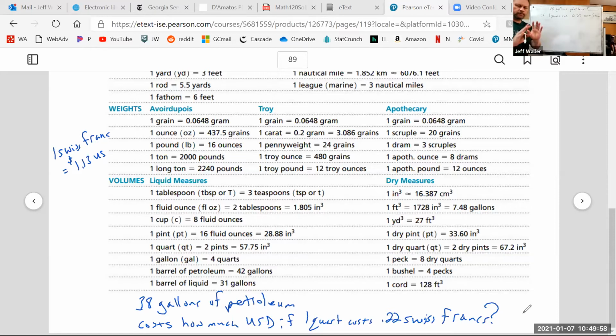Before I shut off, I don't know if somebody's not able to access their book right now. This is interesting. Let me put up here, 1 Swiss franc equals $1.13. So there's a lot going on. I want to go from gallons of petroleum to money. I think I had a different idea in mind. It really doesn't matter if it's petroleum or not. I was going to do something more with that, but that's okay.